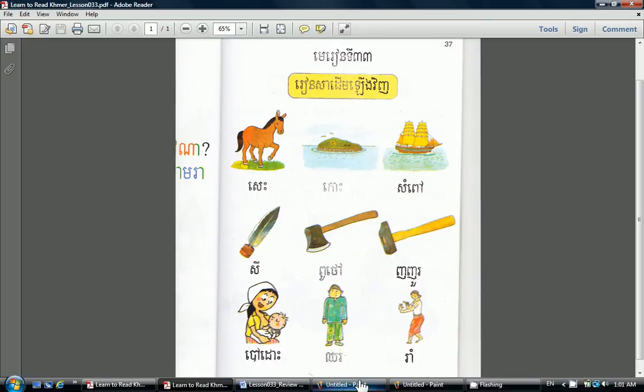We have seen these words before, and they are read as follows: Se, Ko, Sam Pu, Sai, Pu Thau, Nyo, Nyua, Bao Do, Cho, Ram. Let's look at this lesson in more detail.